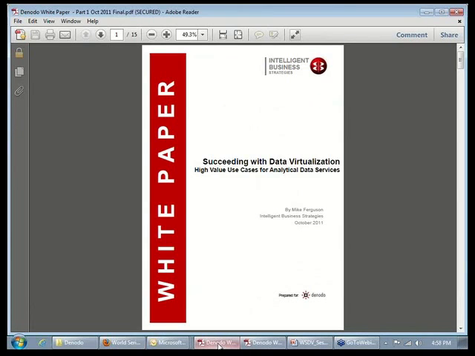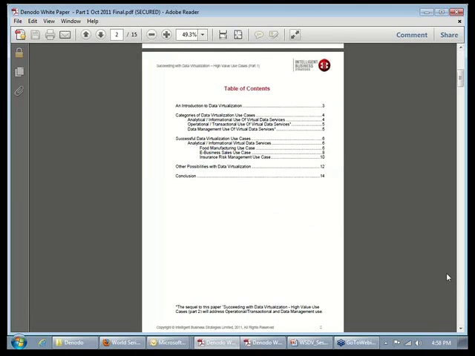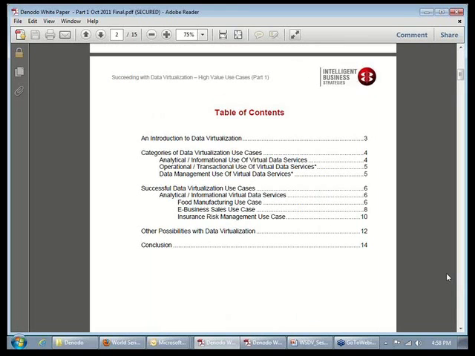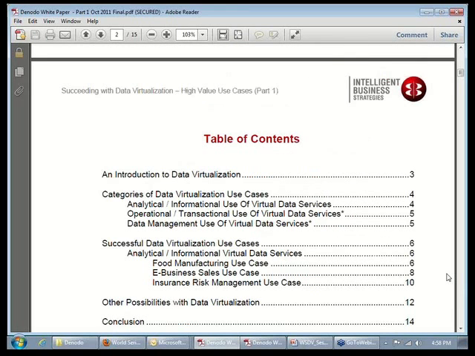First of all, they're very comprehensive and well-written. As you look through the agenda on the first paper, you will find a brief introduction to data virtualization, but the main focus of these papers is to explain the different categories of use cases and illustrate them with real-world examples drawn from various different industries.